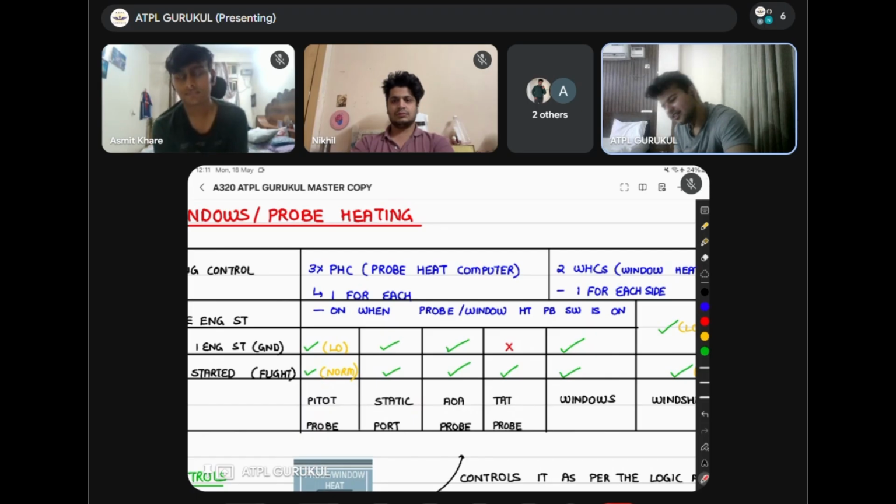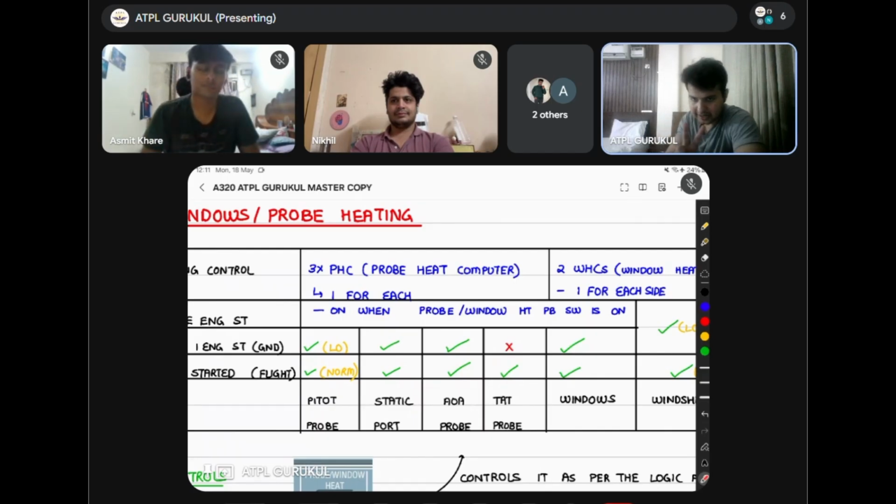लॉजिकल है ना. और हवा में तो भाई सारे हीट होंगे, ठीक है. So on ground nothing is heated if the engines are off. On ground, if one engine is started, all probes are heated except that probe. In air, of course, all probes are heated.